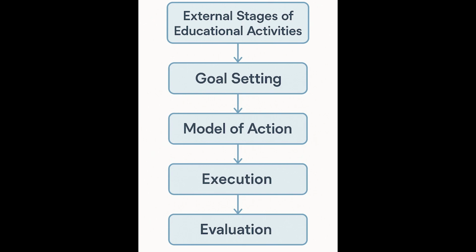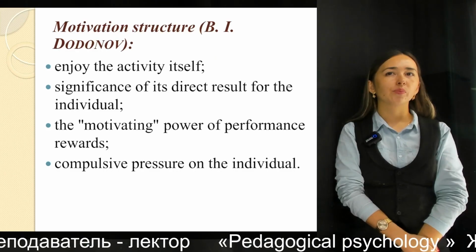The fourth stage is evaluation. At this stage, the results of the activity are analyzed. The teacher and students assess whether the goals were achieved, identify strengths and weaknesses, and discuss ways to improve. Evaluation may include teacher feedback, peer review, or self-assessment. It not only measures knowledge but also fosters reflection, an important element in developing learning autonomy.